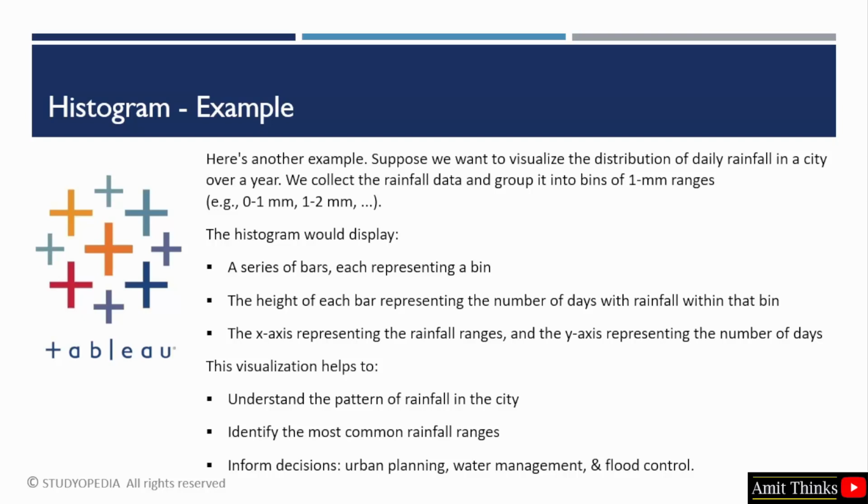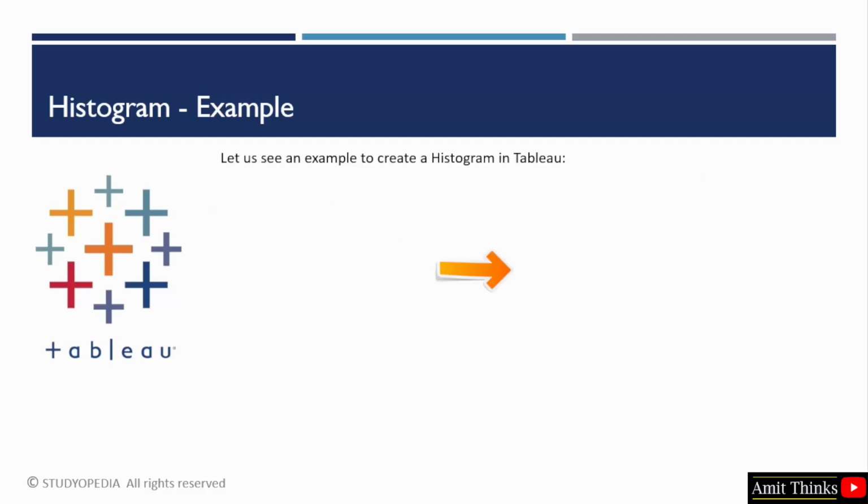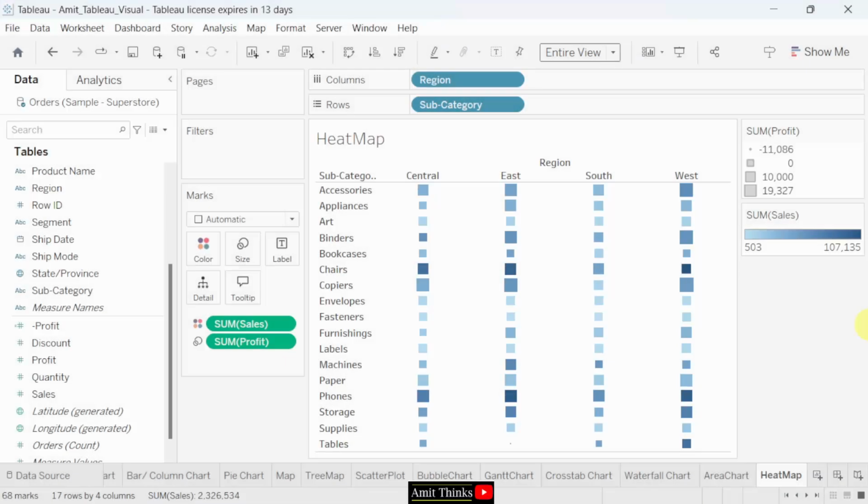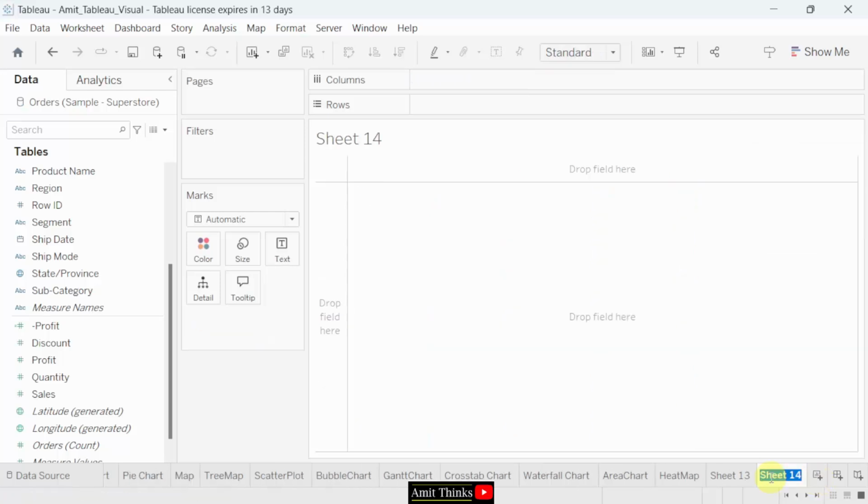Okay, so this is really important. Now let us create a histogram in Tableau with our sample superstore data. We will display the distribution of the variable quantity across different regions. So guys, this is our Tableau. I'll click here, new worksheet, and I'll rename it histogram.